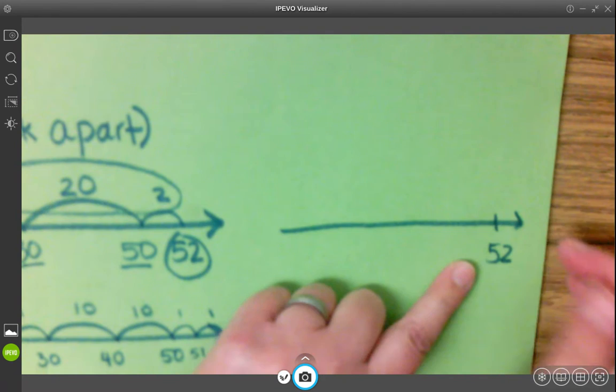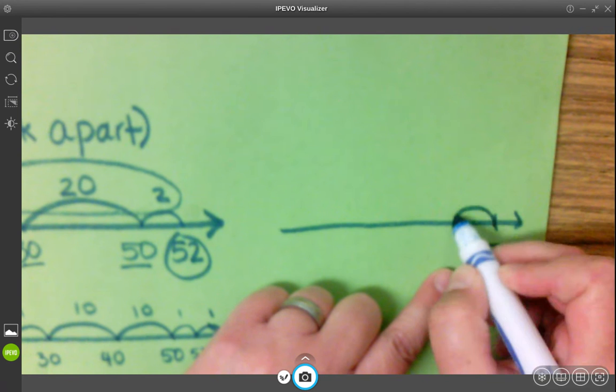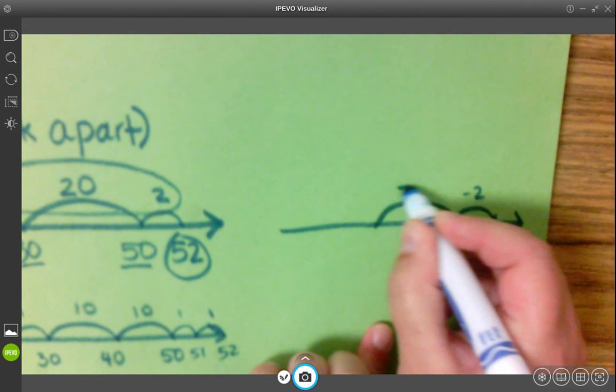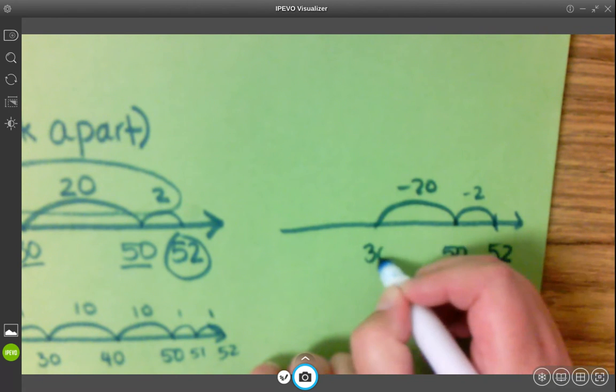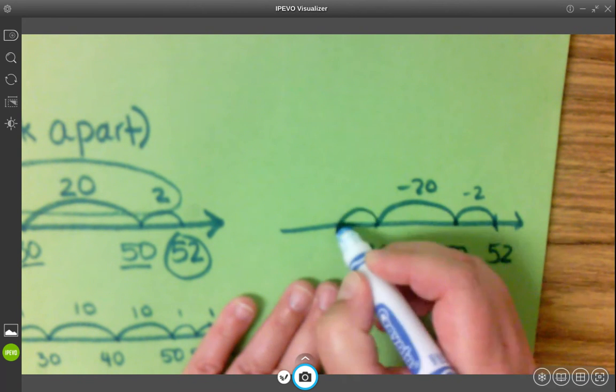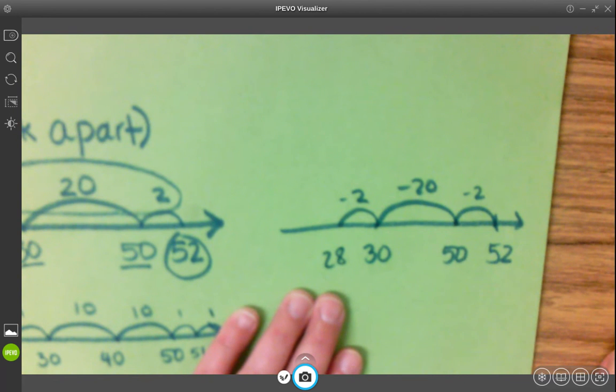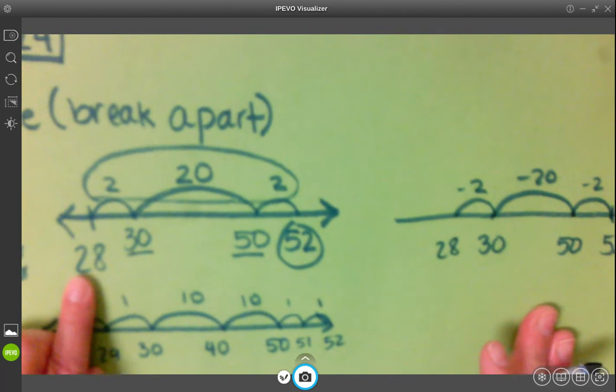You can start at 52 here, and you can count back. I can subtract 2 to get to 50. I can subtract 20 to get to 30, and I can subtract 2 more to get to 28. So it works the same way. I like to count up.